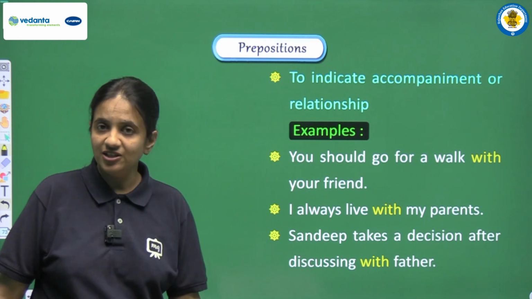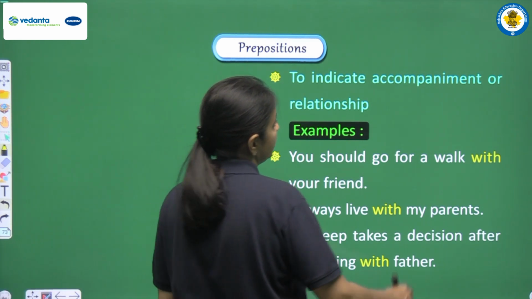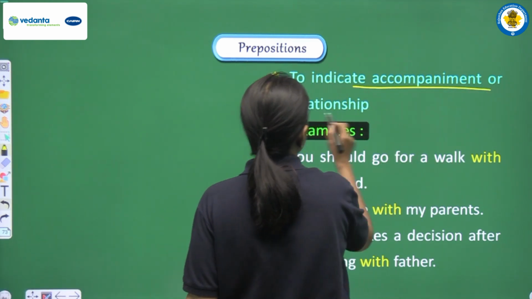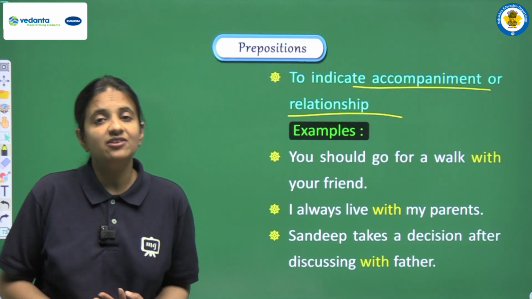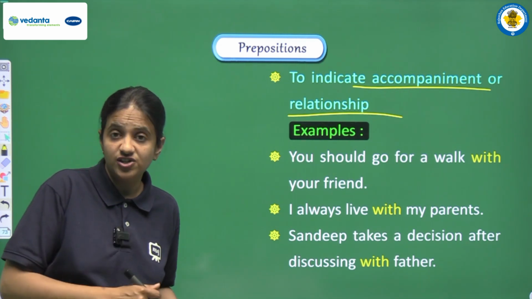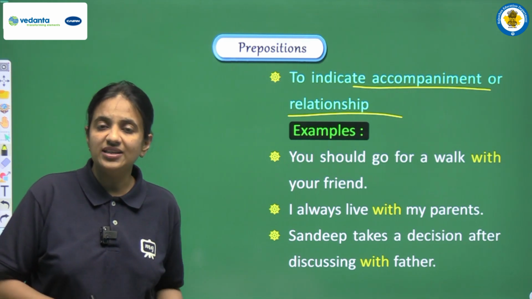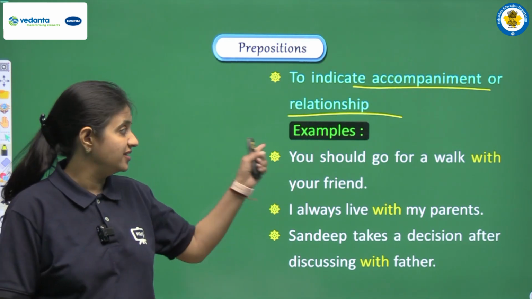Next, another use of with. It is used to indicate accompaniment, or we can say relationship. So when we are trying to show accompaniment and some kind of relationship, then also we can use with as a preposition. How? Let's see the examples.